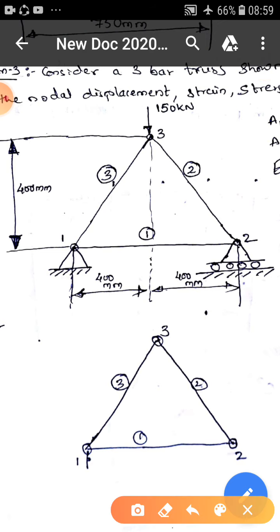Remember the definition of theta. Theta is the angle made by its local node 1 when measured in the counterclockwise direction. That's how it goes. This is the angle theta 3. You can also take element 3 connected between 1 and 3. If you take it like this, with its local node 1 as 1 and its local node 2 as 3, then this will be my theta 3.